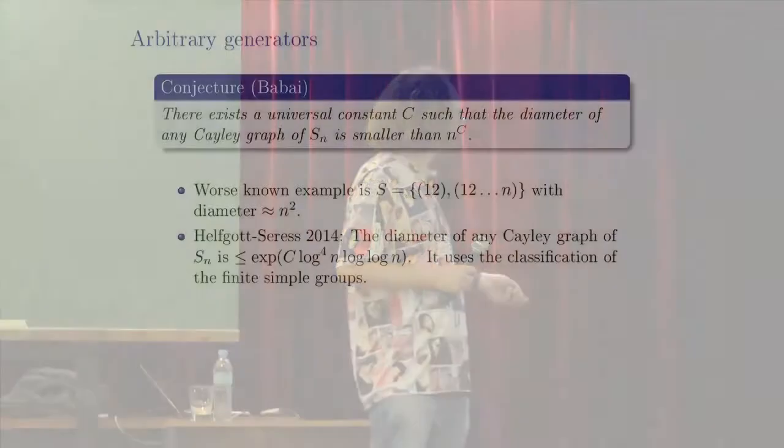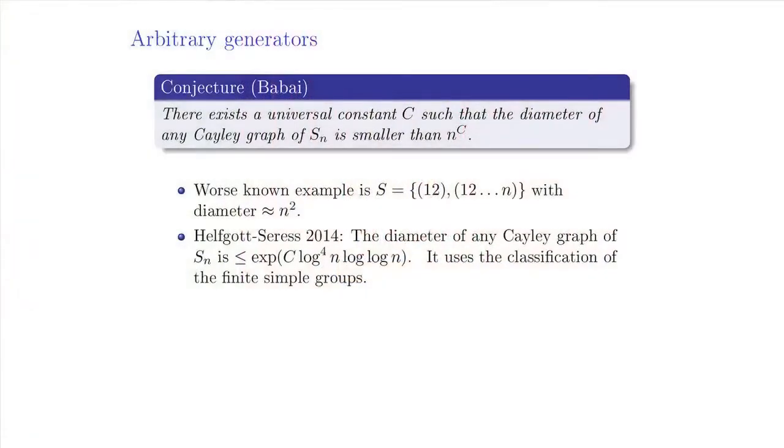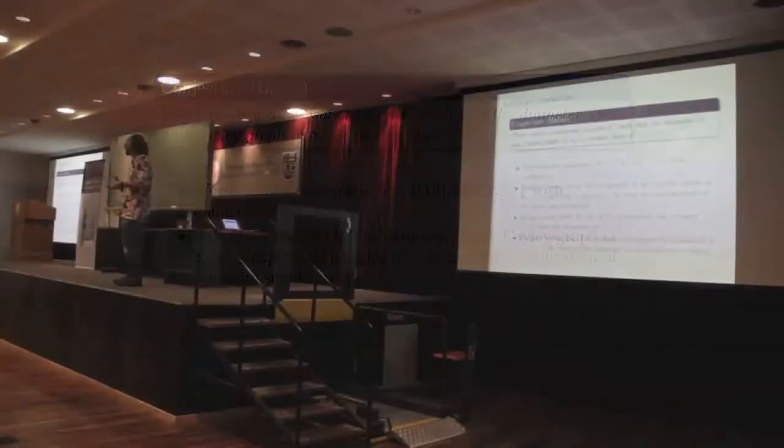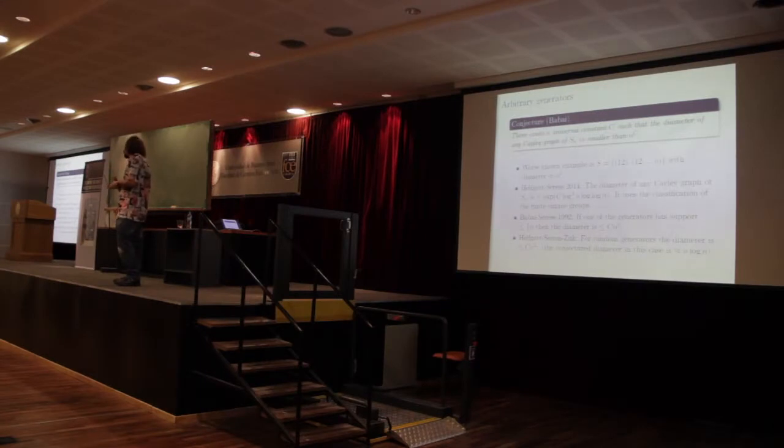It shows that the diameter is smaller than n squared. But of course, it's conjectured actually to be an expander, in which case the diameter would be log of the size of the group, or log n factorial, meaning n log n. So of course, with high probability, okay, I didn't write that.